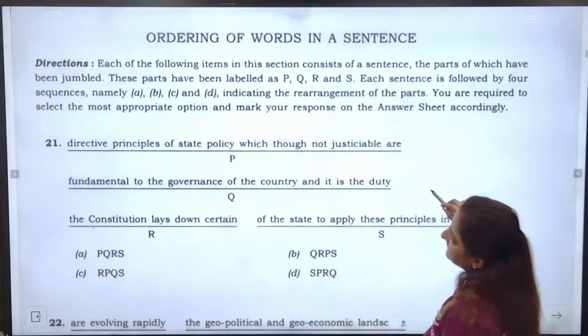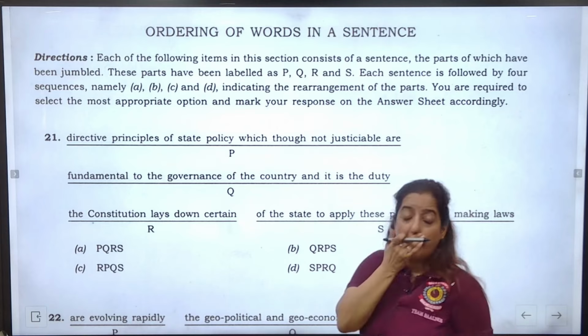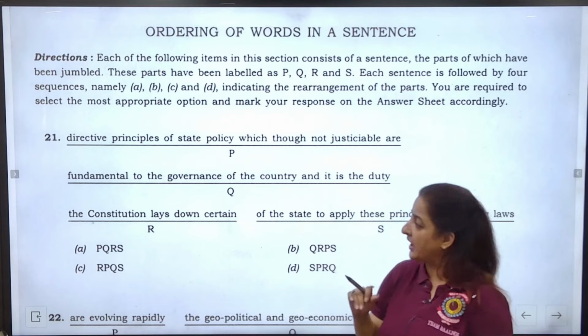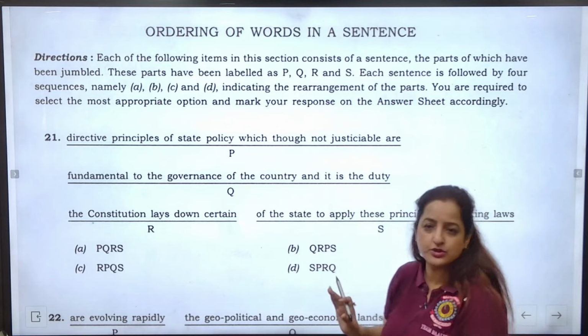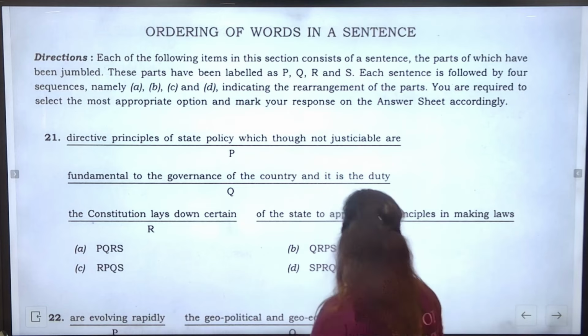Ordering of words in a sentence. As you can see here, a statement is divided into 4 parts, PQRS. We have to rearrange it to form one logical sentence. So let's get started with question 21.